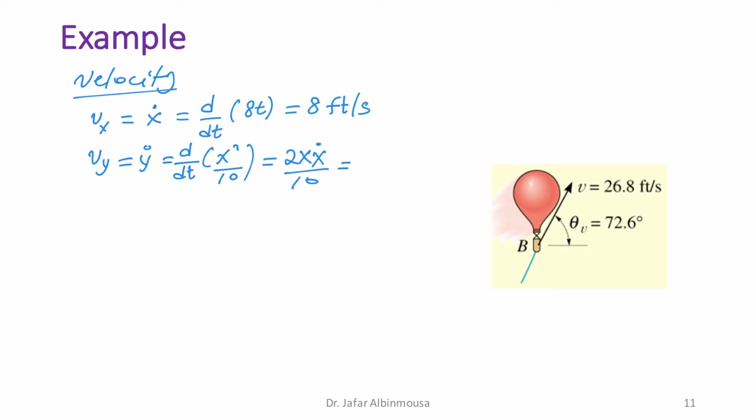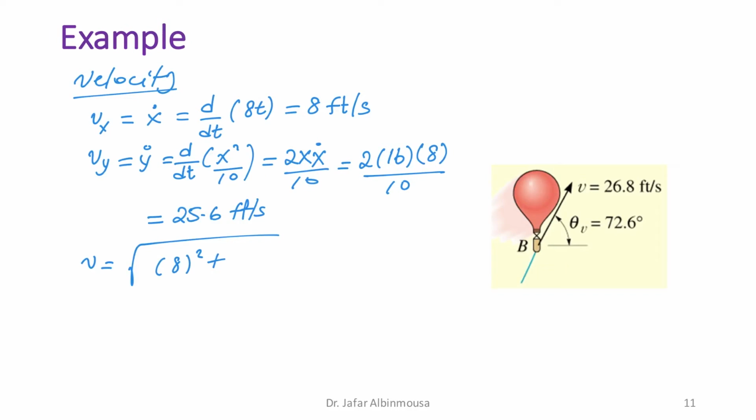And for that, you will have 2 multiplied by x from the previous slide at 2 seconds, which equals 8 multiplied by 2, which is 16. And then we have the x dot, which we already calculated. It was 8. And this is divided by 10. So we will get this equal to 25.6 feet per second. Now, to get the magnitude, we need to square both components, which is 8 squared plus 25.6 squared.